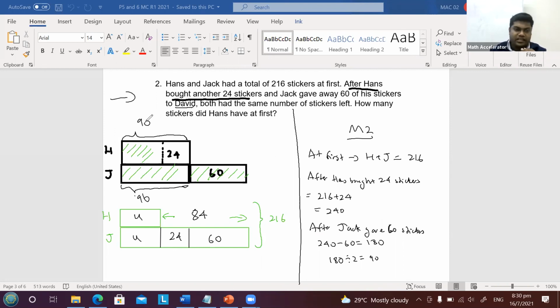So how many stickers did Han have at first? Just take 90 minus 24, you get 66 straight away. This is method number 2. Yeah, correct. Okay, when to use equal sign and when to use arrow. Use arrow when you write a unit represents something, means 2 units, arrow a value.